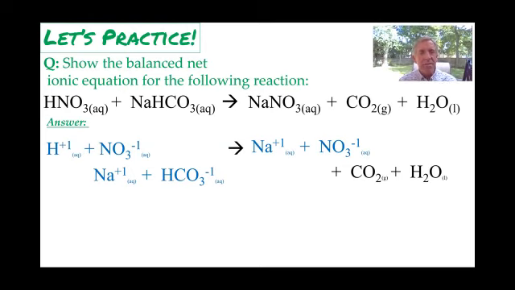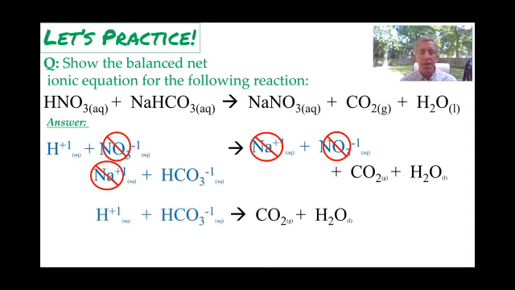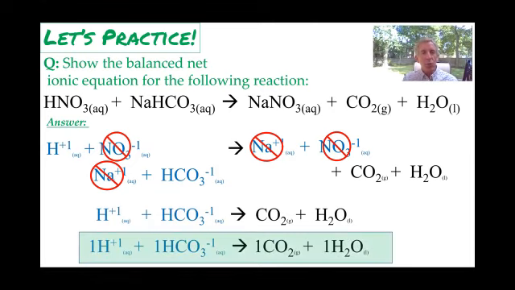Now, look for the species that are exactly alike on both the reactant and product side, and you'll notice I can get rid of the sodium ions and the nitrate ions. This leaves me with this balanced net ionic equation, which I often like to put with ones in front of each species. Some people do, some people don't. I like this because it makes sure that I'm aware that I need 1 mole of H+ for every 1 mole of hydrogen carbonate to make 1 mole of carbon dioxide and 1 mole of water. And now that's a much simpler equation than the one we started with, and we can start playing around with that mole ratio.